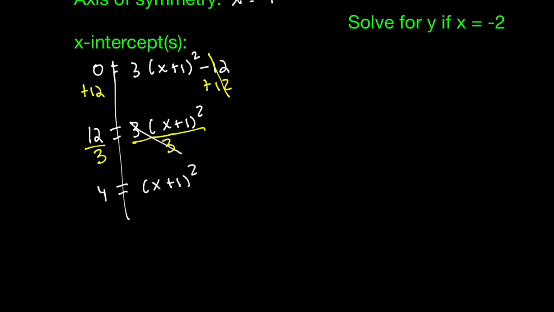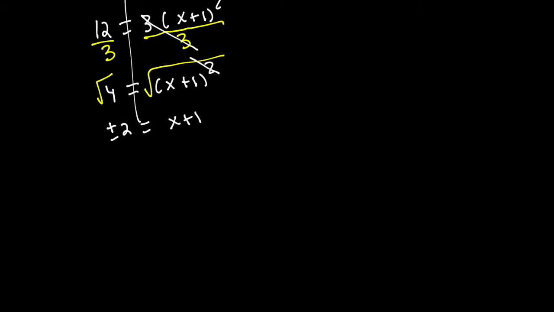Now to get rid of the exponent, we've got to undo the square. And to do that, we take the square root of both sides. On the left hand side, the square root of 4 gives us plus or minus 2. And on the right hand side, the square and the square root cancel out, leaving us with x plus 1. Now to isolate x, we've got to get rid of this plus 1, so we're going to subtract 1 on both sides. And we get, on the right hand side, x is isolated. On the left hand side, we have negative 1 plus or minus 2.